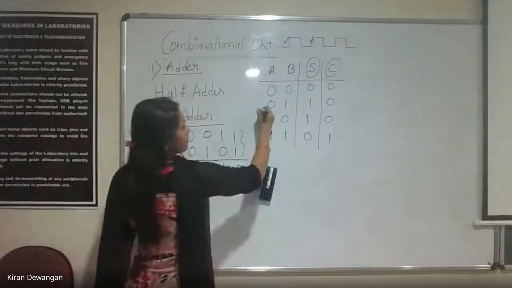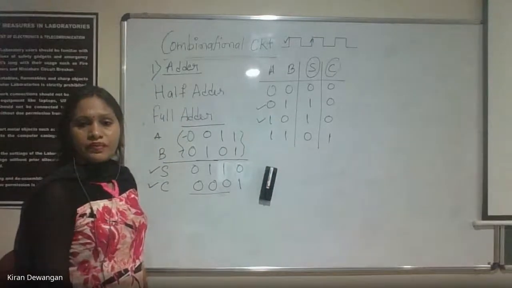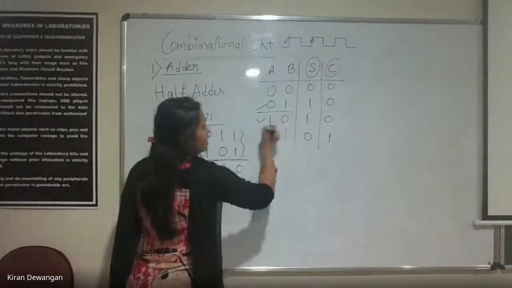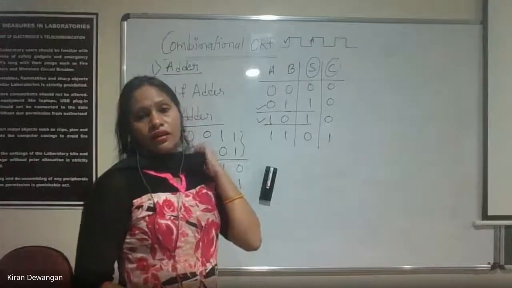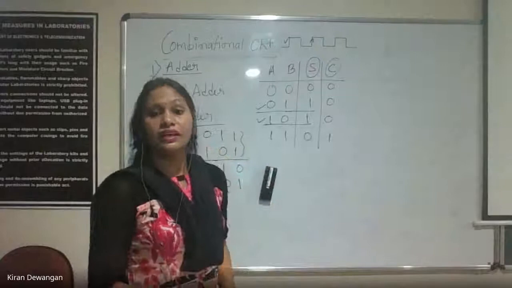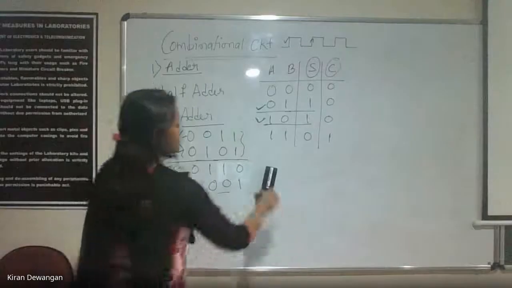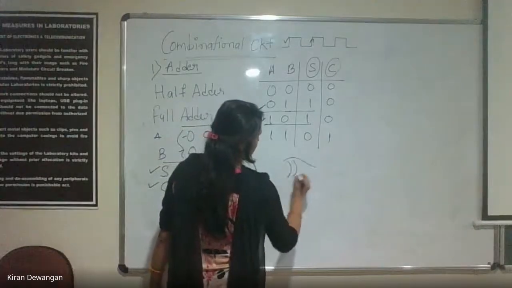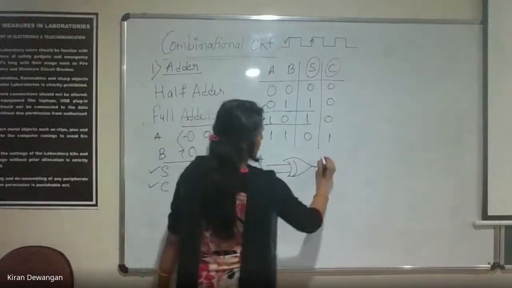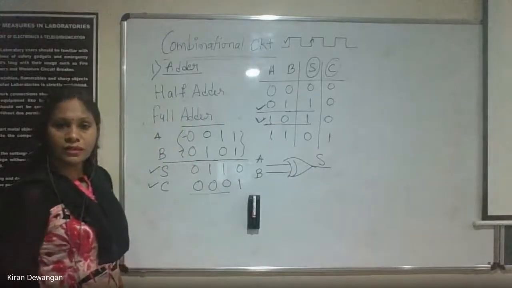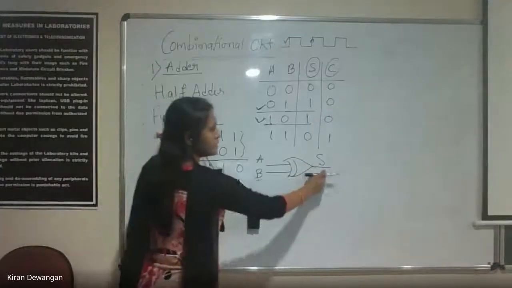When is S going high? For what combination of A and B is S going high? Just see the combinations where S is going high. What is it? Reply, students. Yes, it's an XOR. When the inputs are a different combination. So this is A, this is B, and this is our sum. Simple. This is our sum. If A and B are different, we'll get a sum output.